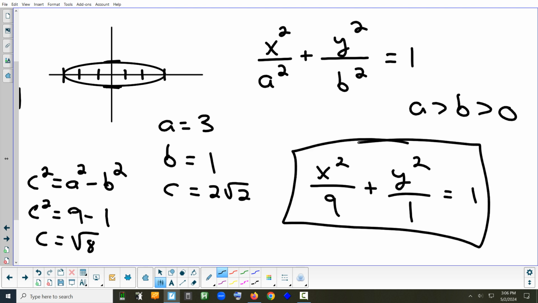9 plus y squared over 1 equals 1. That's the equation. Could you give us an equation where the number on the right is not 1 and you have to divide? You could have one where you do have to divide through to make it a 1, like we did in the notes. Yeah, you could have one like that.